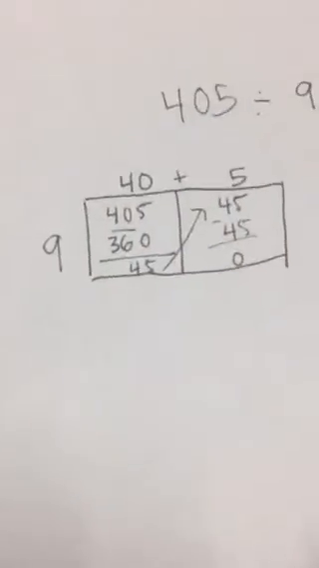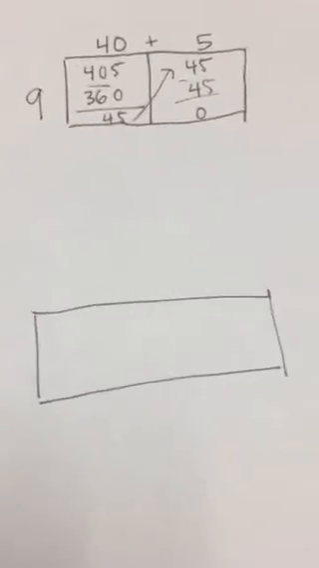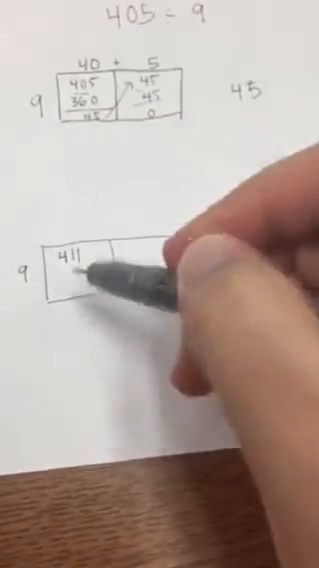Okay, now I want to quickly show you one with a remainder using the area model. Okay, so let's say we do 411 divided by 9. Okay, so same thing, it can go in 40 times, 360. All right, so then I've got 51. So I'm going to move my 51 up. 9 can go into 51, let's see, 5 times. But now I'm left with 6.